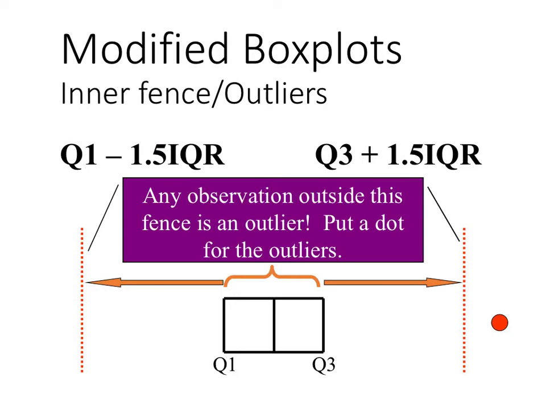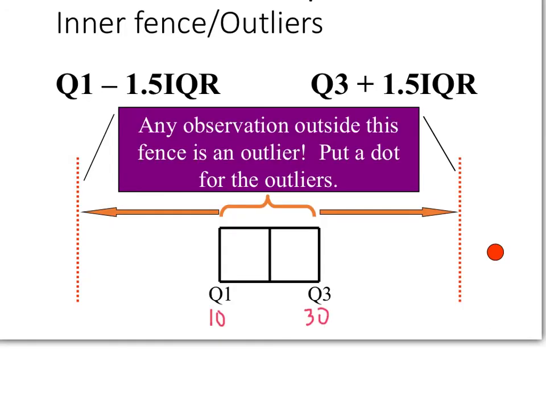So to determine an outlier to the left of our data set, we take the quartile 1 value and subtract off 1.5 times the IQR. So let's say we had a quartile 1 value of 10 and we had a quartile 3 value of 30. If I wanted to find where this dotted line would fall, I would take the 10 and subtract off 1.5 times 20, because 30 minus 10 is 20.